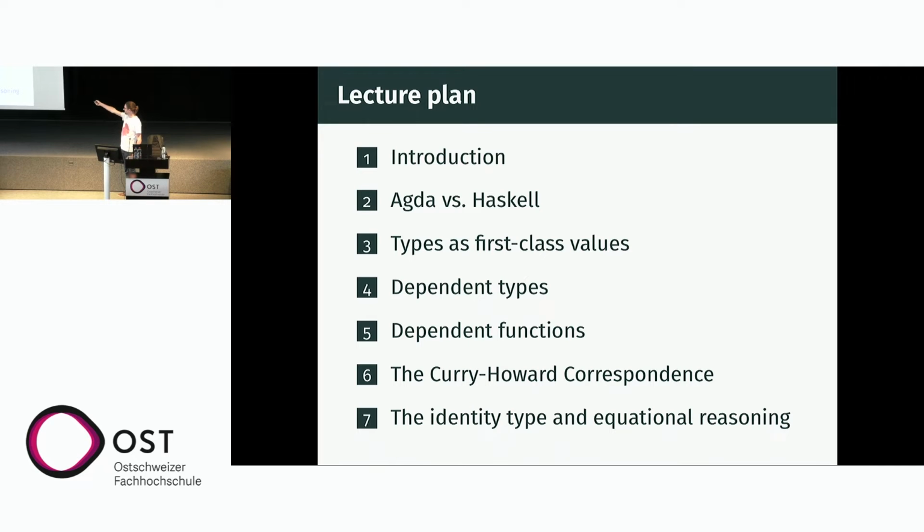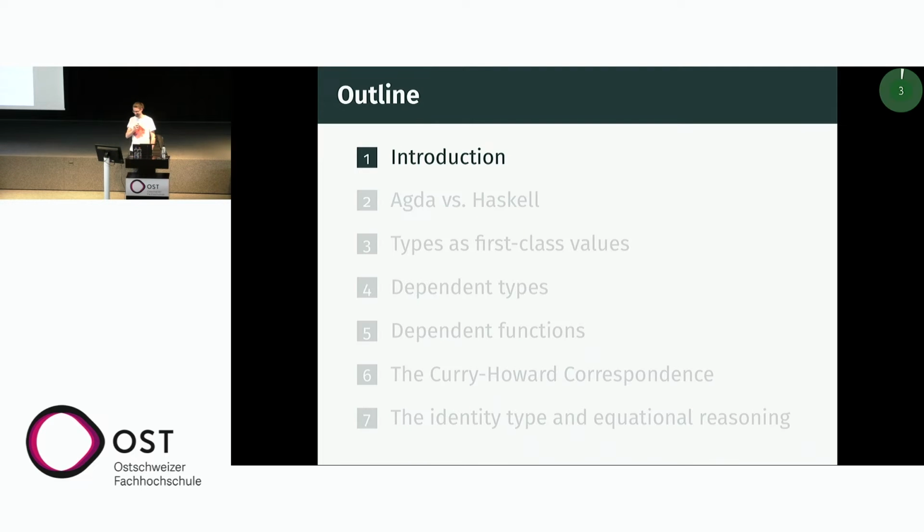Then I'll go into the main topic that Agda is well known for, dependent types and dependent functions. And in order to use these dependent types to do equational reasoning, we'll need one more concept, the Curry-Howard correspondence, which will allow us to write down our proofs in Agda and verify them just by type checking. So that's the plan for the next 2 hours. Let's start with the introduction.